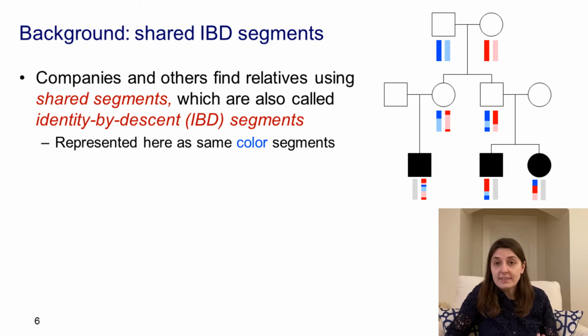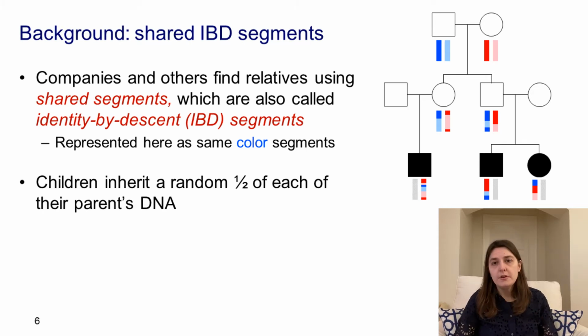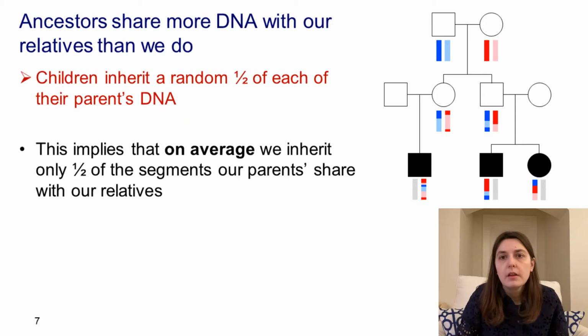And this is what genetic testing companies use to report relationships. Another point to keep in mind is that a child inherits a random half of their parents' DNA, and this is useful for reasons we'll talk about.